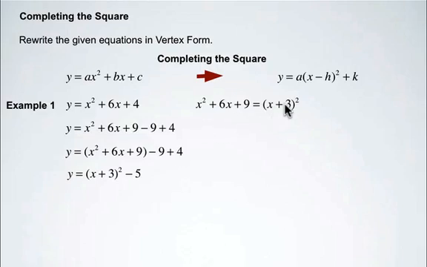Our next step is to take our factored form of this trinomial and replace it with this standard form. So we'll have x plus 3 squared minus 5. It's minus 5 because negative 9 plus 4 is minus 5. So there we have it. We have our vertex form.